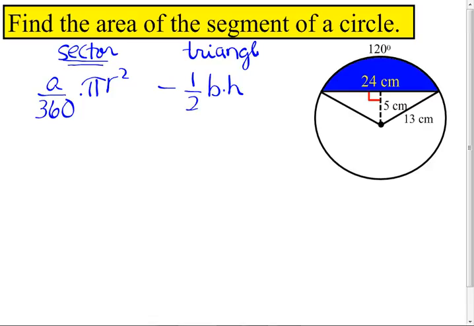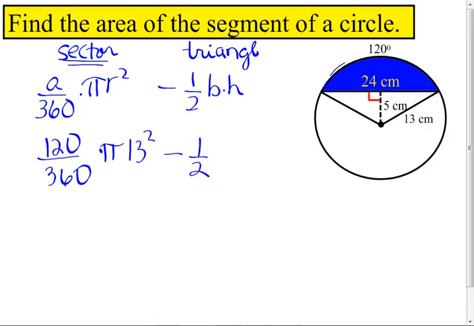I need to know this arc. I got that. It's 120. Now, some of you can look at 120 and 360 and see the fraction right away. Some of you are looking at the picture and assuming from the diagram rather than using the numbers. You can't do that. And then it's pi, and what's the radius of my circle? 13. So it's 13 squared minus 1/2. And the way this triangle is done, what's the base of my triangle, Zach?